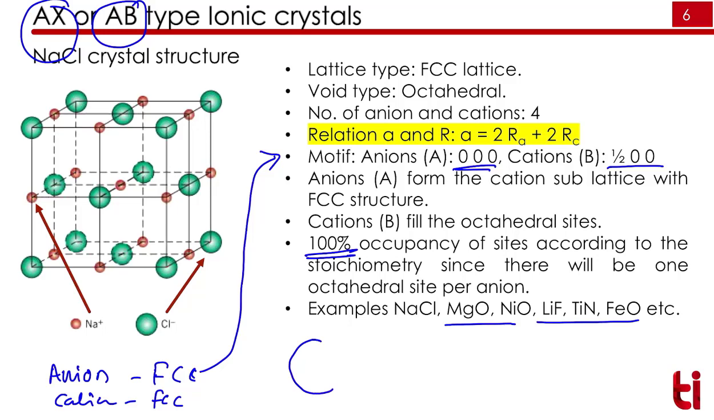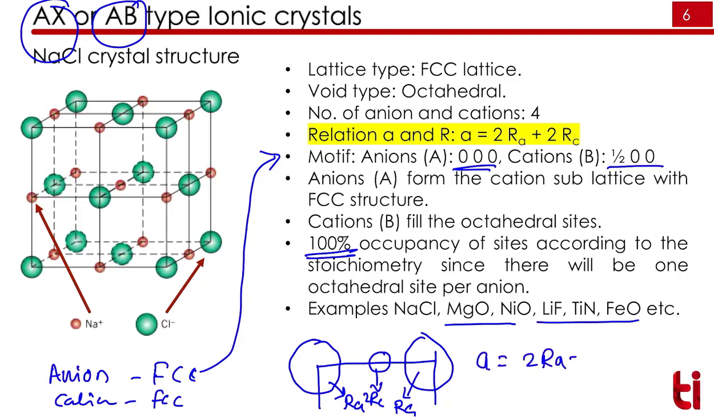The relation between A and R is a little bit simple. Here we have the length that is shown here, and we have a void in between. So this is RA, this is RA, and this is 2RC. So the relation is A equals 2RA plus 2RC, and this you can observe from here also.